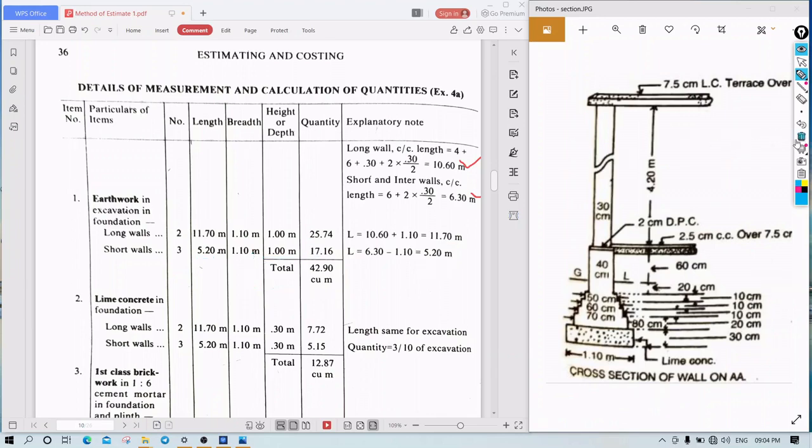Okay. So similarly, next we have to do lime concrete. So in the lime concrete, this phase we have to do. Okay. For this phase, what happens means every data will be same except the height. Okay. Every data will be same except the height. What is that? Long walls. How many long walls? Two long walls. What is the length? Length will be same as that of the earthwork and excavation.